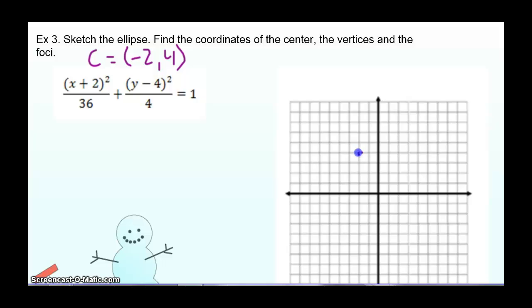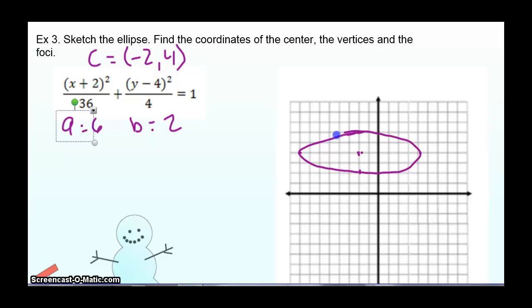Okay. And then my vertices, let's see, A is 6, B is 2. That means I'm going to go over 6 and over 6 because it's under the x number. I'm going to go up 2 and down 2. Okay, so I did the best I could do. Okay, so the vertices are these 4 coordinates here.